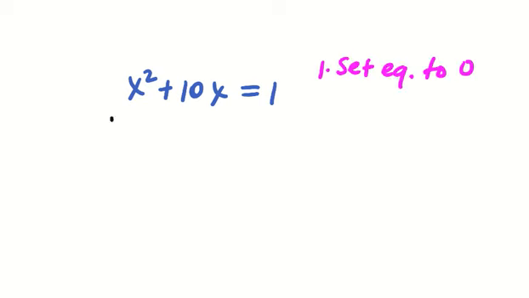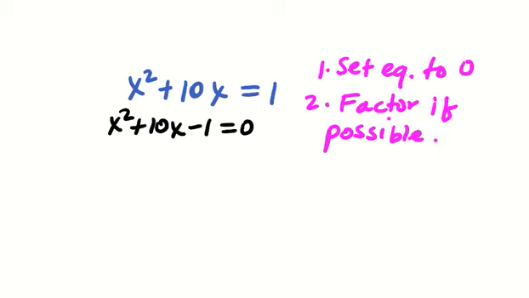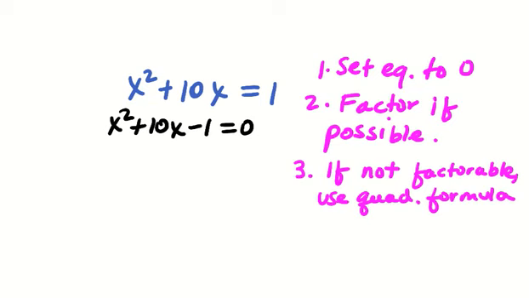So I'll subtract 1 from both sides, and I'll say that x squared plus 10x minus 1 equals 0. Then I factored if I could. Well, it turns out that this one isn't factorable because there aren't two numbers that multiply to negative 1 and add to positive 10. And so, in the absence of factoring, we use the quadratic formula. So I recommend you write it out every time.